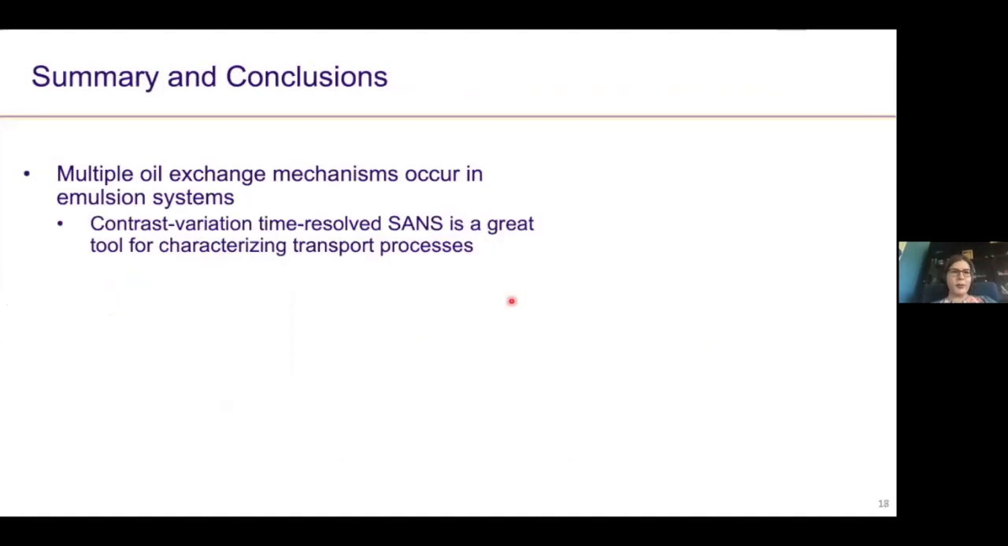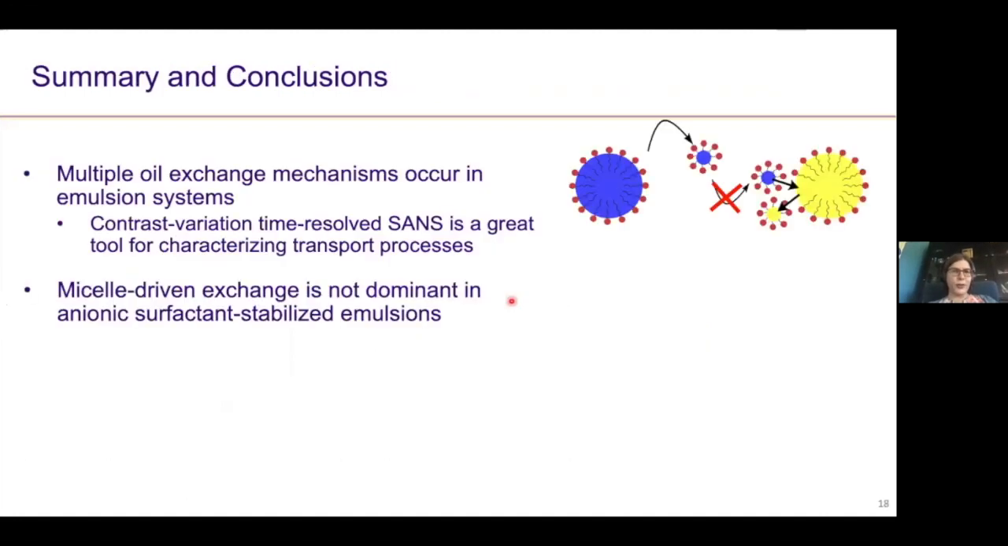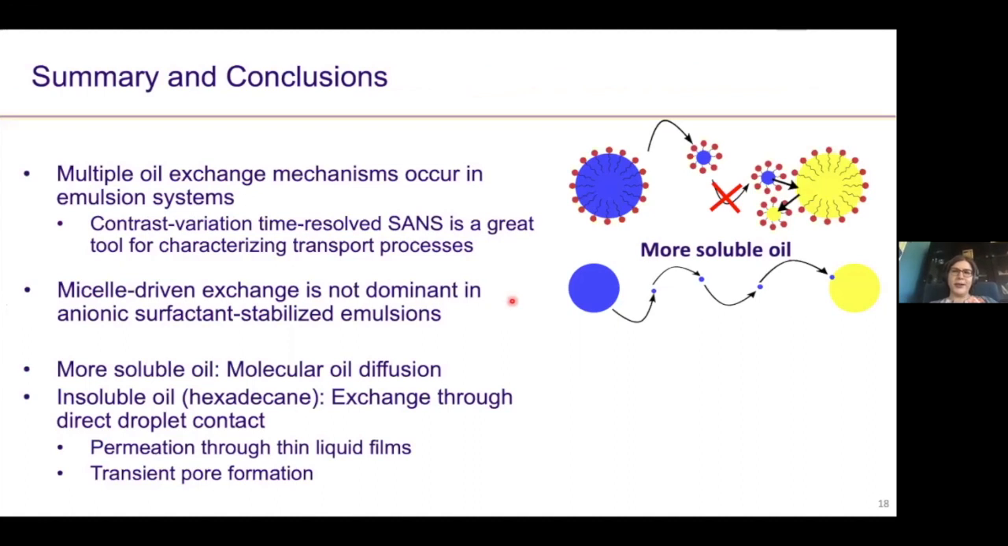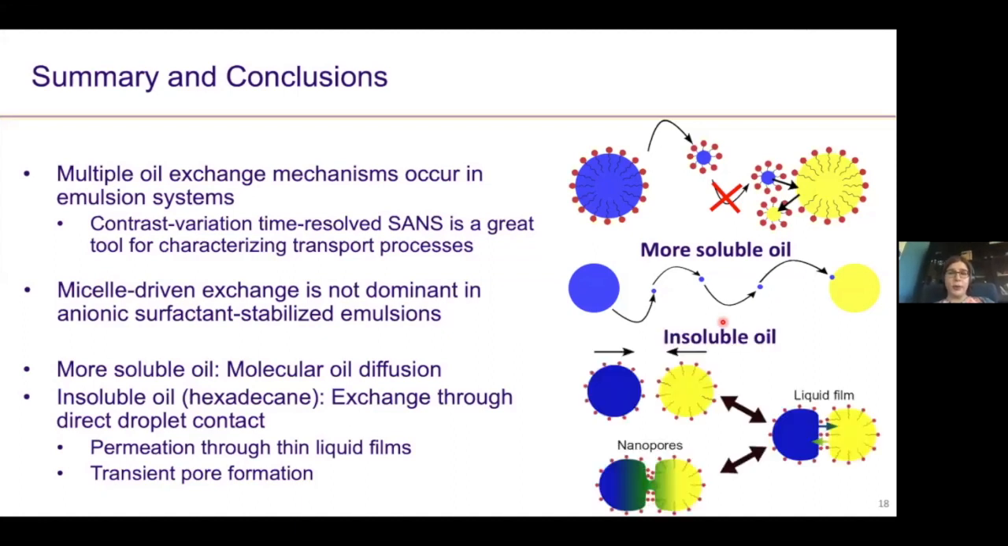So I know I'm out of time, so I'm going to summarize the conclusions. We know that micelles are not the primary mechanism, at least in sodium dodecyl sulfate hexadecane stabilized emulsions. We do know that solubilization of oil can actually dominate when the oils are lower in molecular weight, and that this can be the dominant mechanism for shorter oil molecules. But for insoluble oils like hexadecane, the primary mechanism is through direct collisions of oil droplets, so that they exchange oil as a function of time.